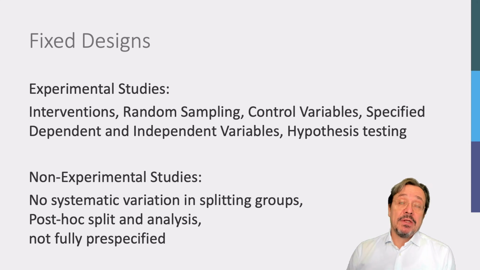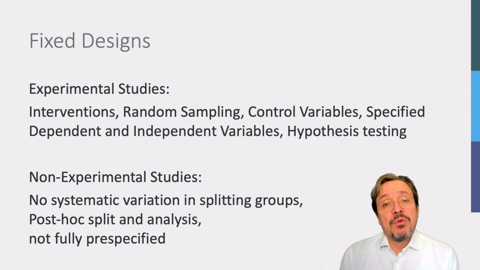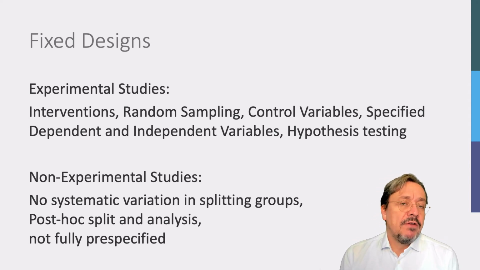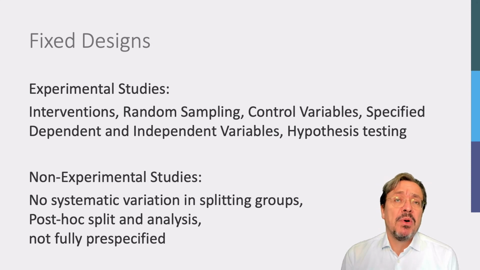In non-experimental studies, what we do a lot in the field of learning technologies, for example, it's often not possible to have a systematic variation, to have a real control group and experimental or treatment group. But this also has to do with ethical considerations you should take into account. So in some cases, it's simply not possible to work with control and treatment groups.